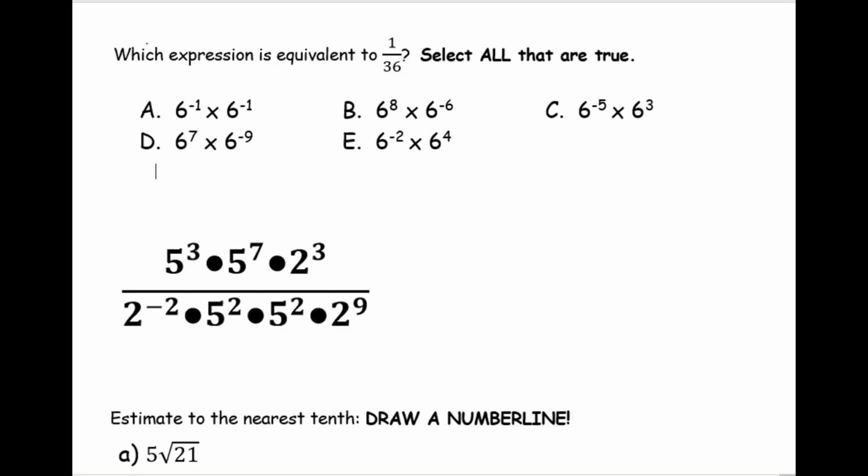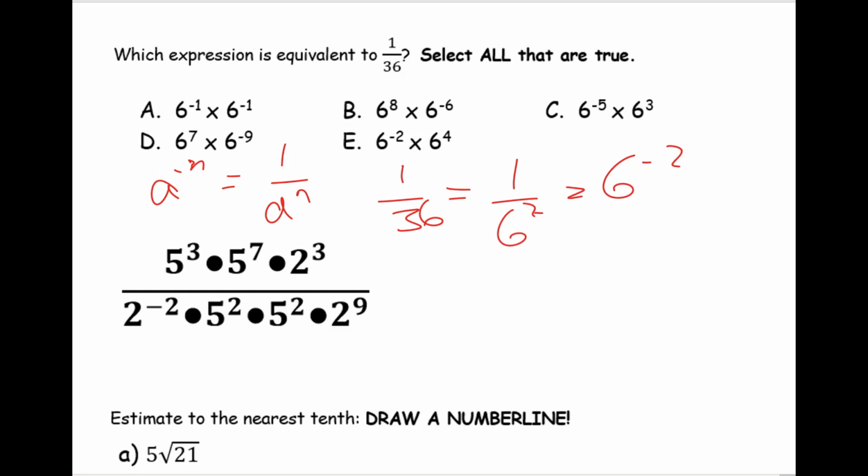All right, which expression is equivalent to 1 over 36? All right, so write this down. We know that if we have anything raised to a negative power, like a raised to the negative n power, gives me 1 over a to the n power. Because when we raise anything to a negative power, we keep the base and we flip the base and the exponent becomes positive. So we're really asking what number a is raised to a power that gives you 1 over 36. Well, 1 over 36 is really 1 over 6 squared, which means that this used to be 6 to the negative second power.